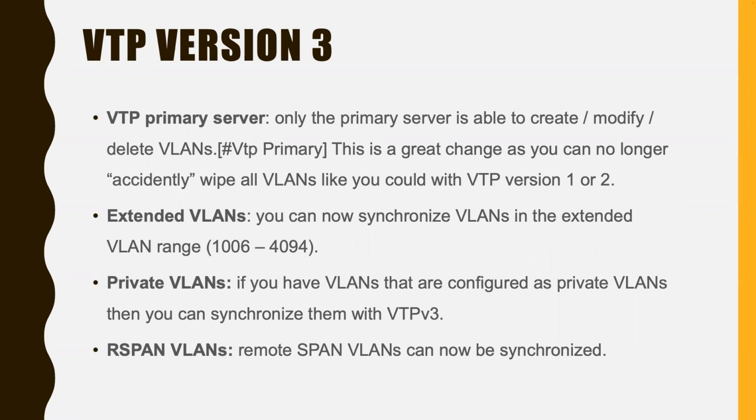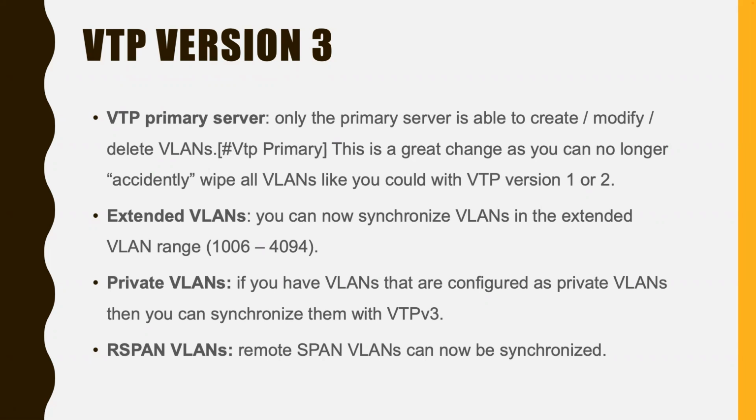All right. So in VTP version 3, there is an additional concept known as VTP primary. All the switches similarly act as a server, but in addition to that, to create, modify or delete VLANs, we need to define which switch will work as a primary server. There is an additional command which needs to be configured.